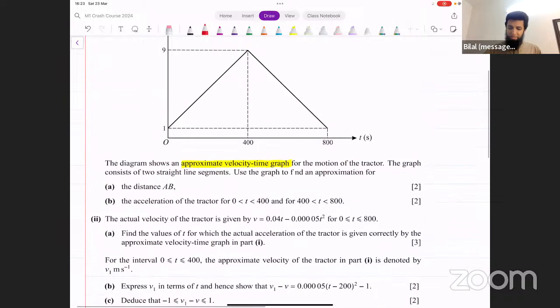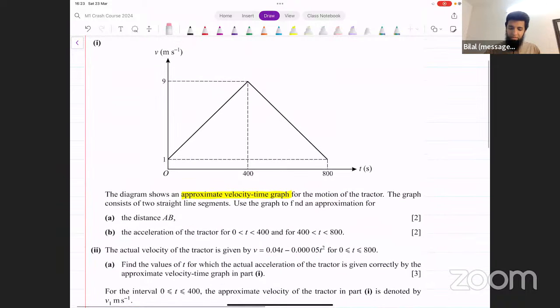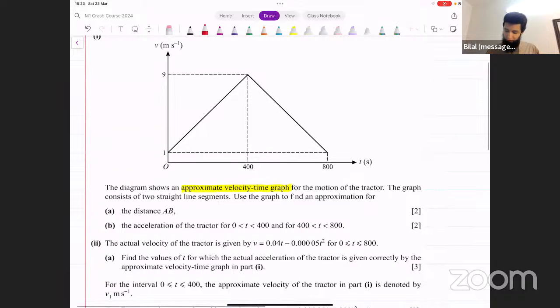Now, why is that? Basically, it will be something like this. It's a velocity graph. The intercept is 0. So the actual graph basically looks like this. What's the turning point? If we were to find the turning point of this, 0.04 divided by 0.00005, that's 800. Yeah, the turning point is going to be in the middle. The actual graph would be something like this, a quadratic function like this.